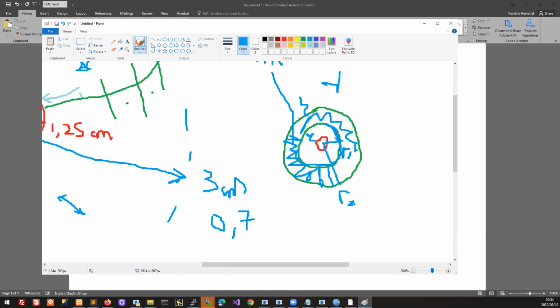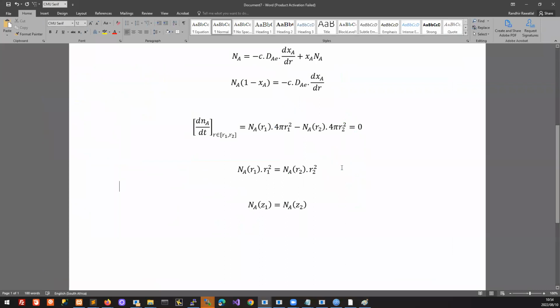So the area on the inside of that space is different to the area on the outside of that space. So if we want to say the rate of change of moles in the space is constant, then that means the molar rate here must equal the molar rate there. And the molar rate is the molar flux times the area. And so we are saying here that these molar rates must be equal. And so this time we have to have the radial position squared in there as well. Any questions or comments on that?